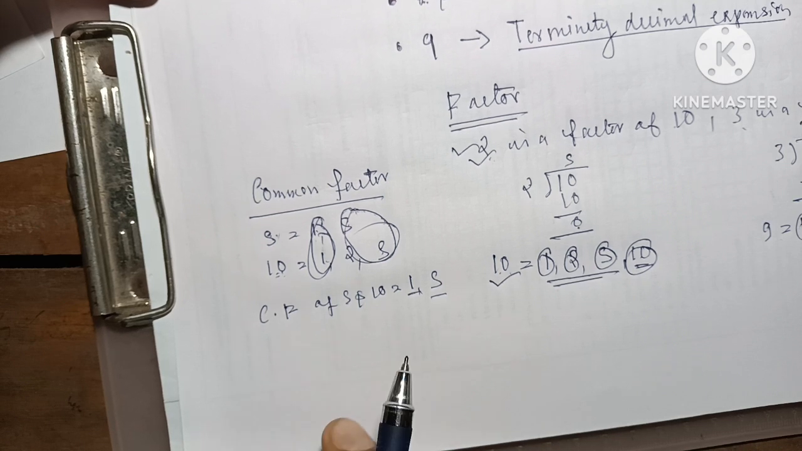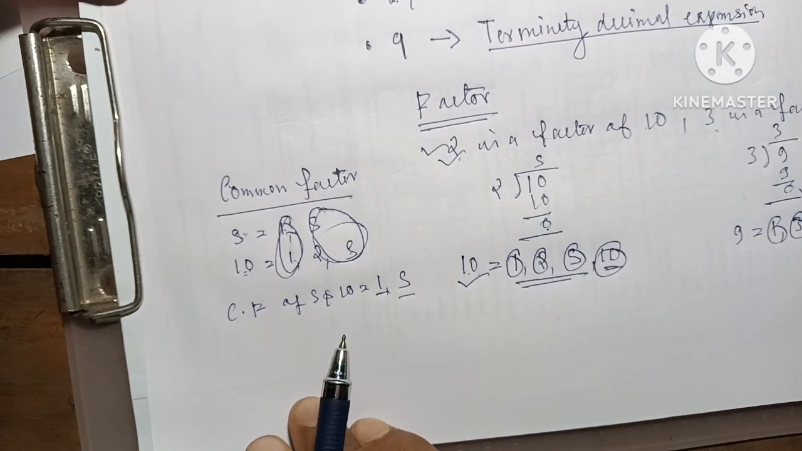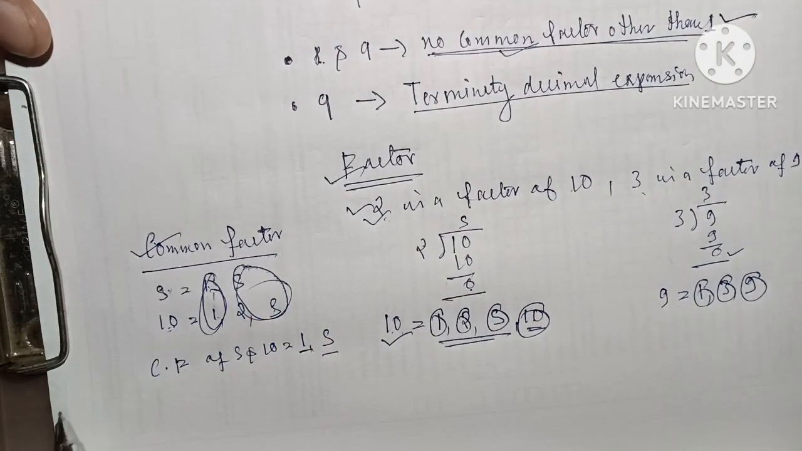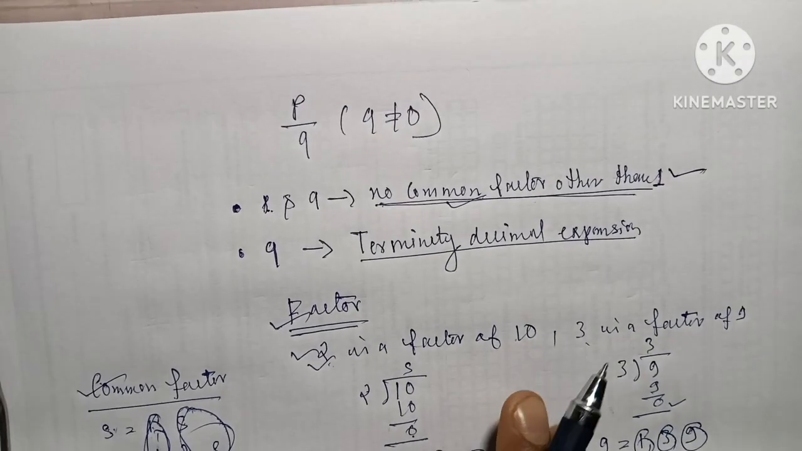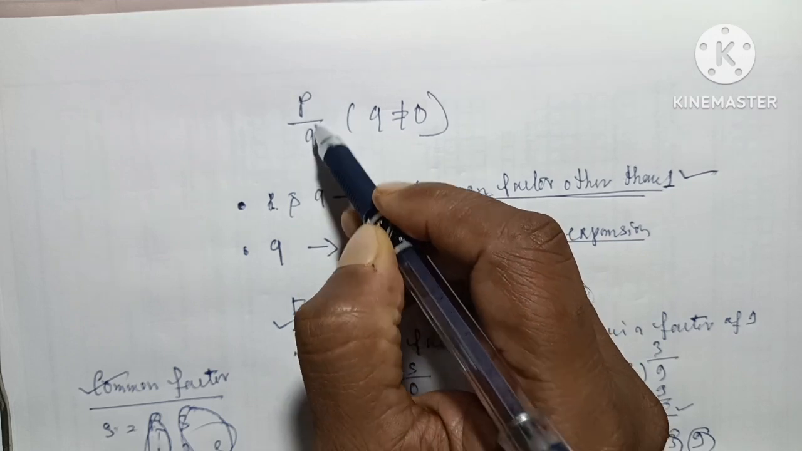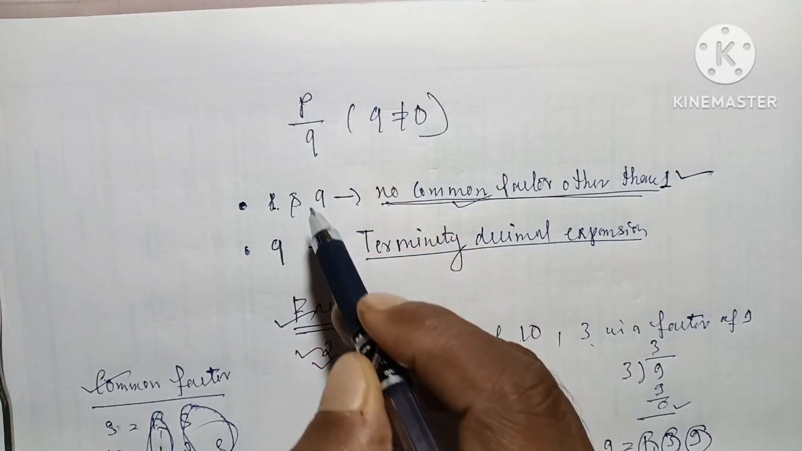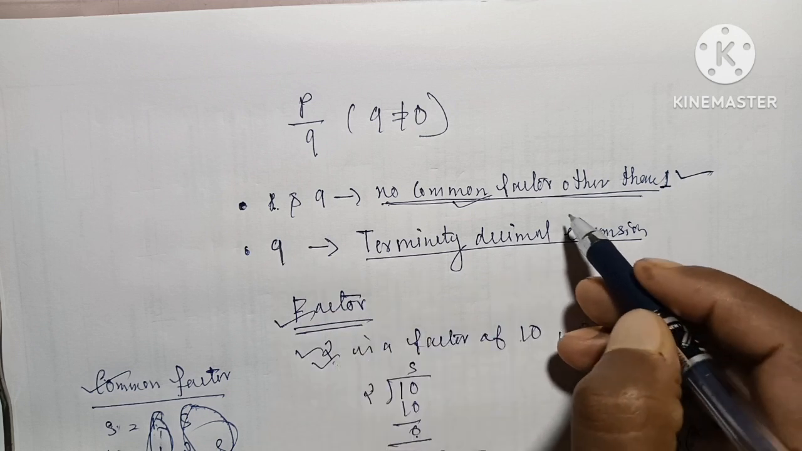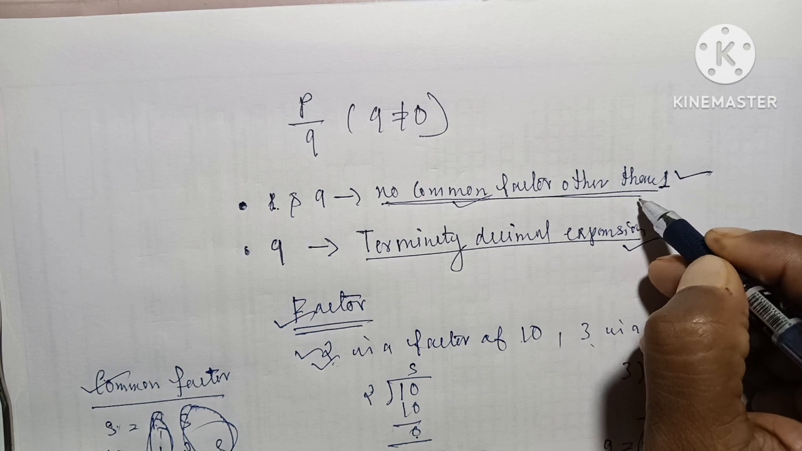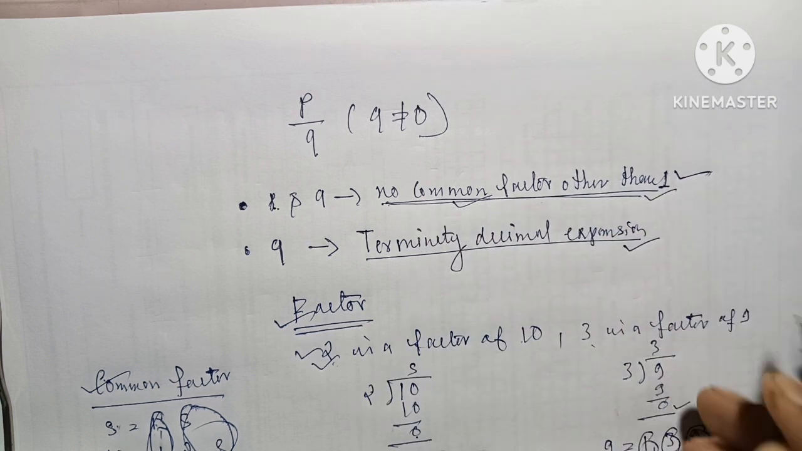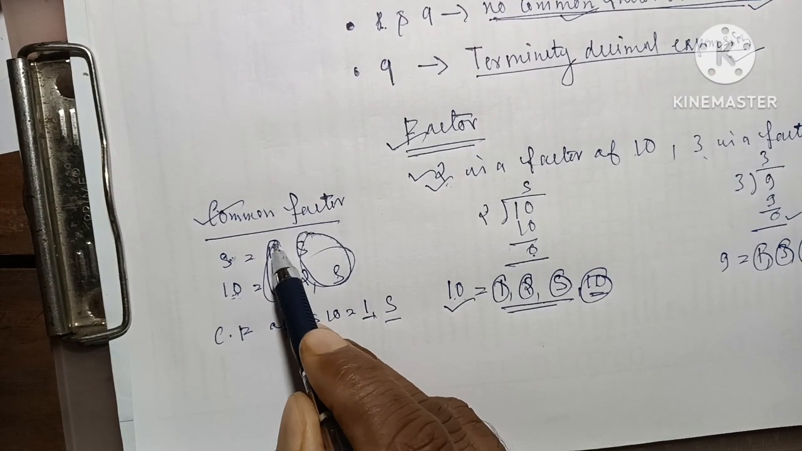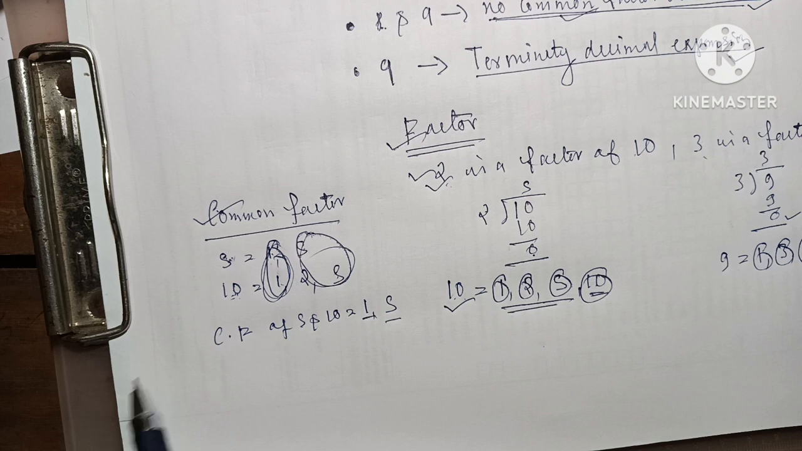In this way other numbers also have common factors. This is what I explained here: a factor and a common factor. Then here the question is we have to fulfill two things. We find a rational number, a fractional number in the form p by q, where both should have a terminating decimal expansion and no common factor other than 1. It means we have to choose two numbers whose common factor is just 1, not others.